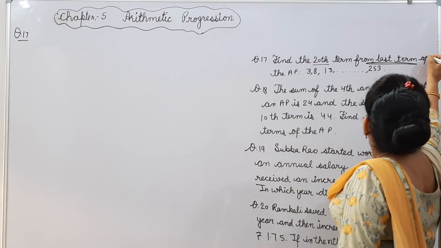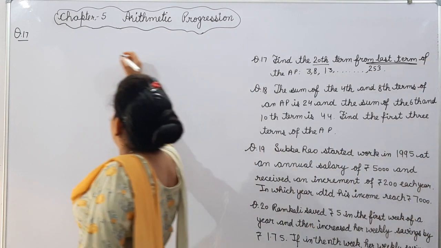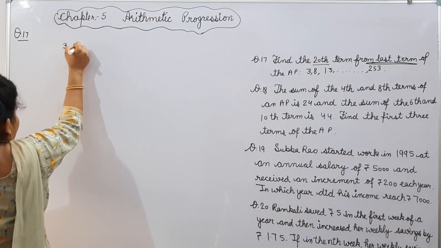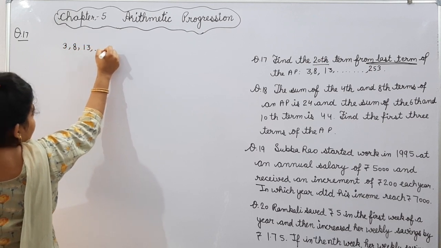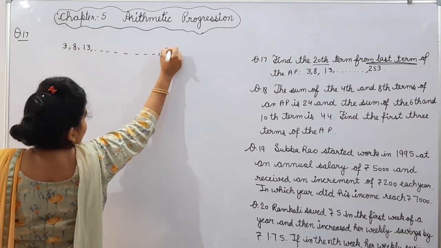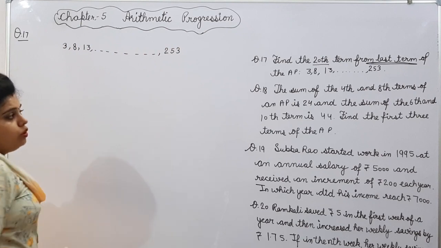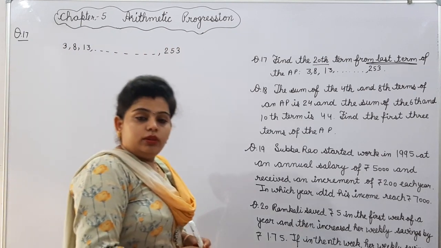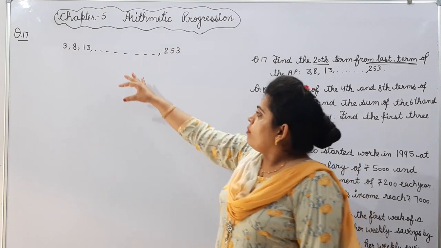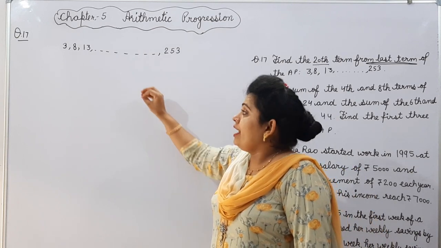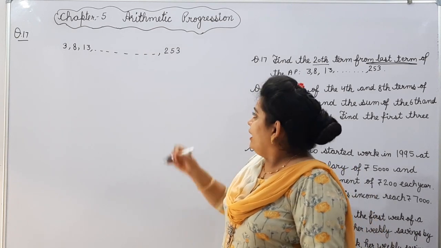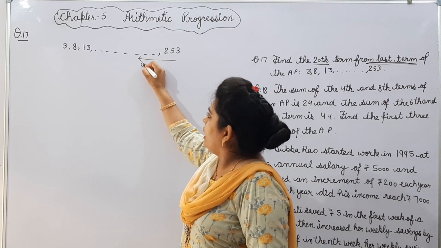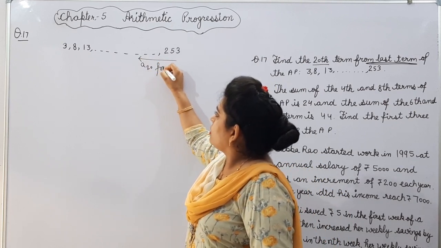And our AP is 3, 8, 13 and the last term is 253. So I am explaining the statement first. We don't know the number of terms in this AP, and we have to find the 20th term from the last.